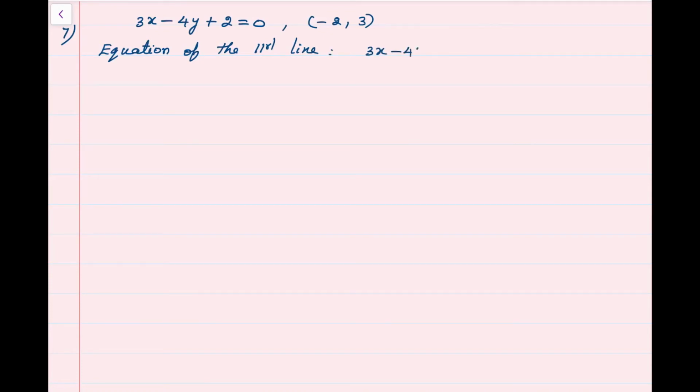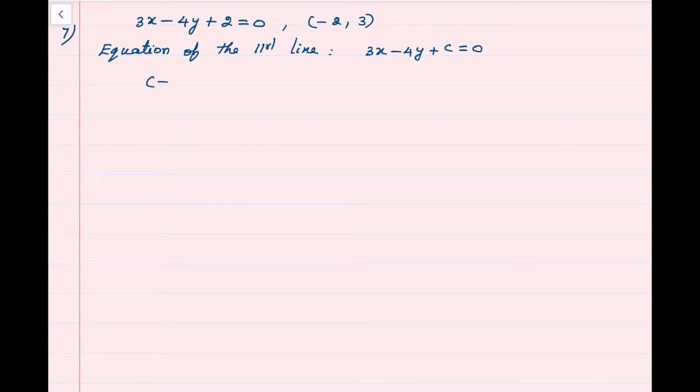Question number 7. Find the equation of the line parallel to the line 3x minus 4y plus 2 equal to 0 and passing through the point (minus 2, 3). If two lines are parallel, only their constant terms will be different. So, we will write the equation of the parallel line as 3x minus 4y plus c is equal to 0.